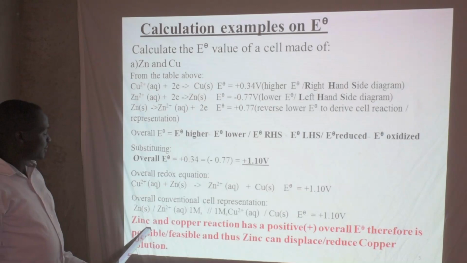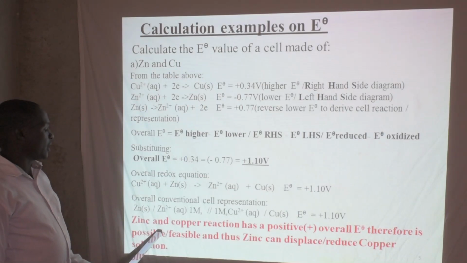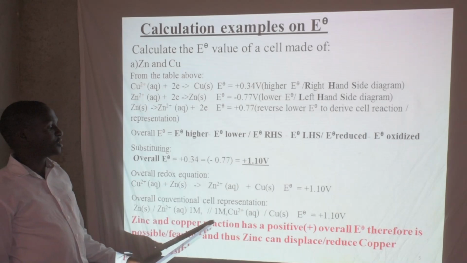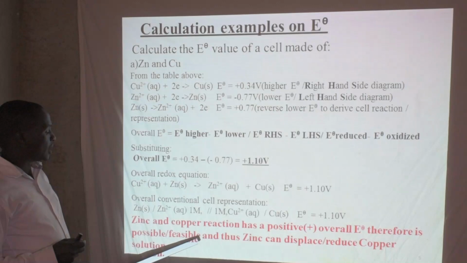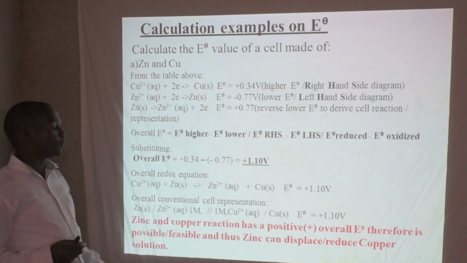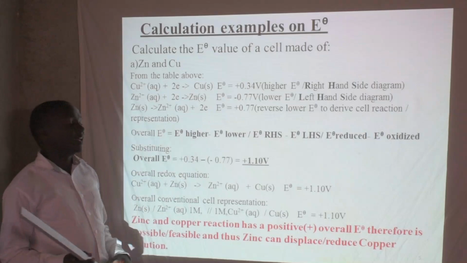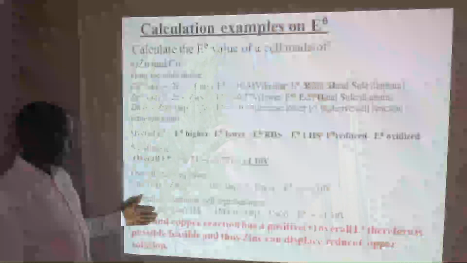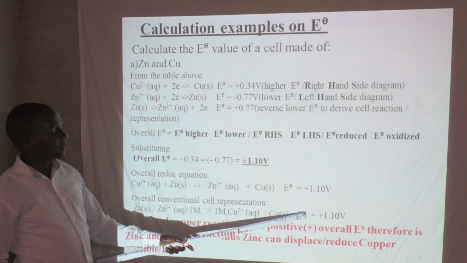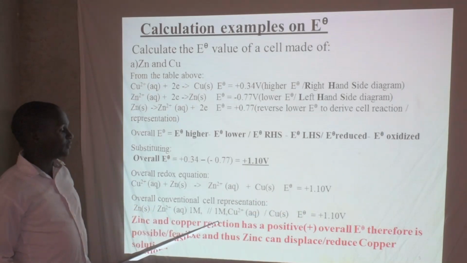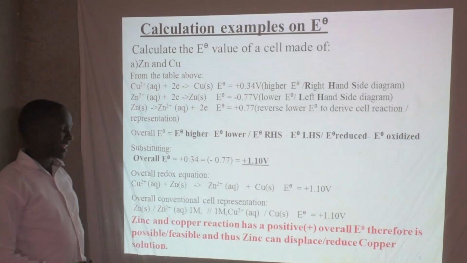Now let us look at this. The zinc and copper reaction has a positive overall E value. Therefore, it's possible, and thus zinc can displace copper from its solution. So from our calculation here, the reaction is possible. Why? Because zinc is more reactive, and the E naught value here is positive, and therefore that reaction is possible.